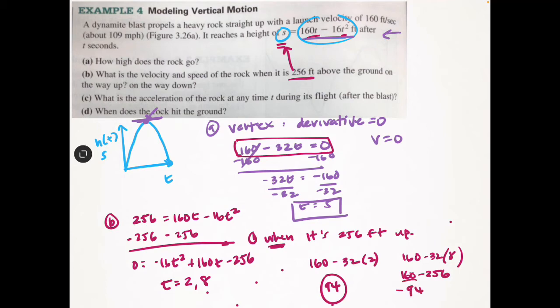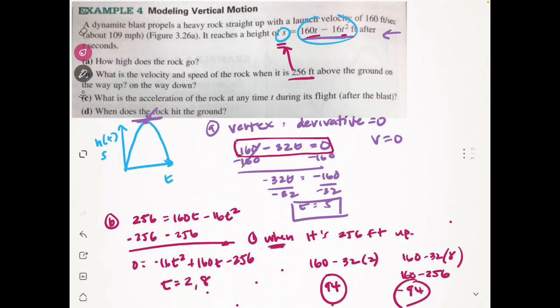And negative 96. So it's symmetrical, therefore the velocities should be the same. Note that because our first one at time 2 is 96, it's going upward still. And then when it's coming down, the negative 96 at 8 seconds is negative because it's coming down.